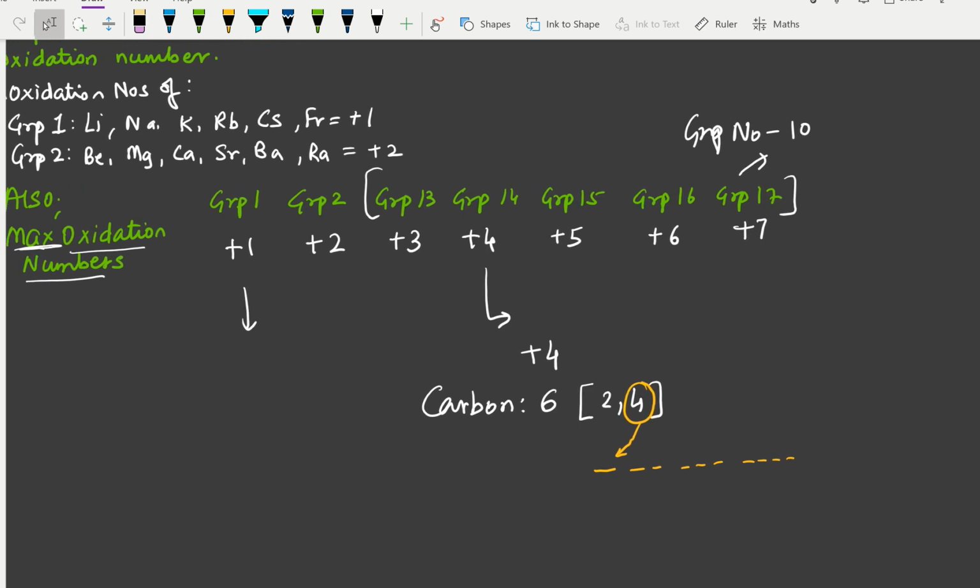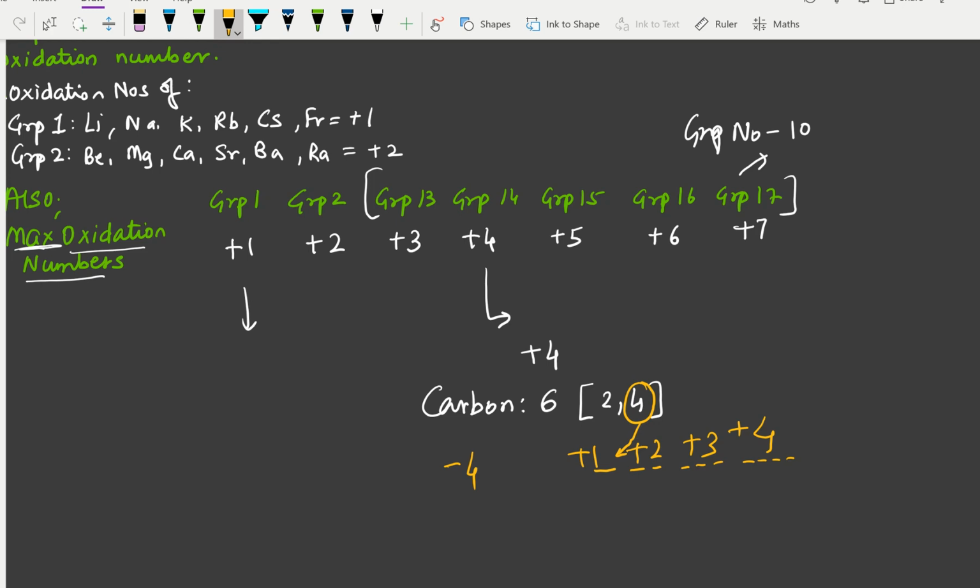Now over here there are 4 electrons in the outermost orbit of carbon. So carbon cannot lose more than 4. So the maximum oxidation number for carbon is going to be 4. If it loses all 4, it is going to be plus 4. If it loses 3, plus 3. If it loses 2, plus 2, loses 1, plus 1, etc. Or if it gains 4, it is going to be minus 4. Are you getting what I'm saying? Yeah, that's what it is.